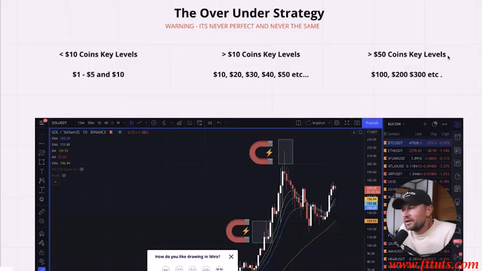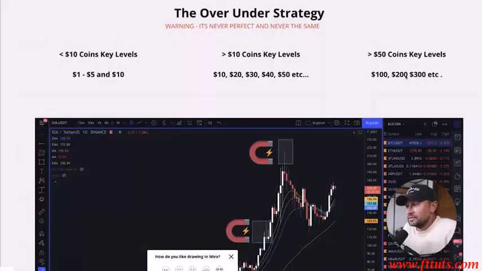Coins over $50, more like 100, 200, 300, right? So the higher you go, the bigger the whole number. In intervals of 10, or intervals of even hundreds, over $100, 127 isn't going to be significant. Maybe 150 would be a lot more significant because it's in an interval of 50, a little bit more even number where people might have a psychological barrier.